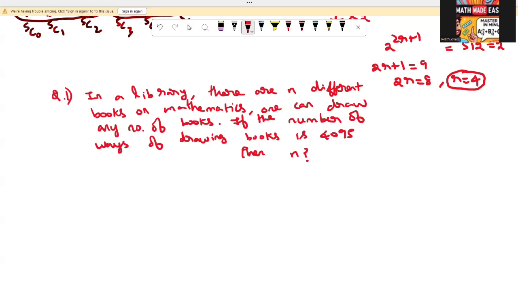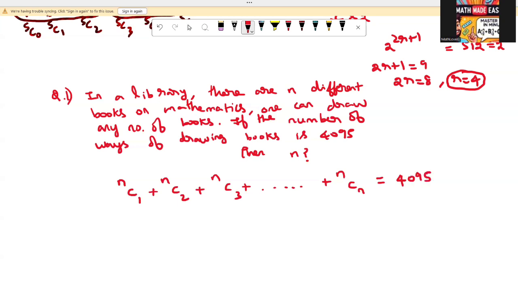So here you have to understand there are n books, and we're asking the number of ways of drawing books from this is 4095. It means you should draw a minimum of one book. So from n books, if you draw one book, it's like NC1. That will be the number of different ways you can do that. Or you can take two books out, or you can take three books out. So all these are success cases according to the question. So on till taking all the n books out. So this is given to be 4095.